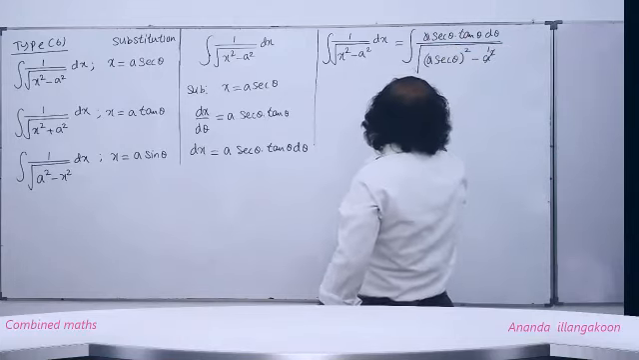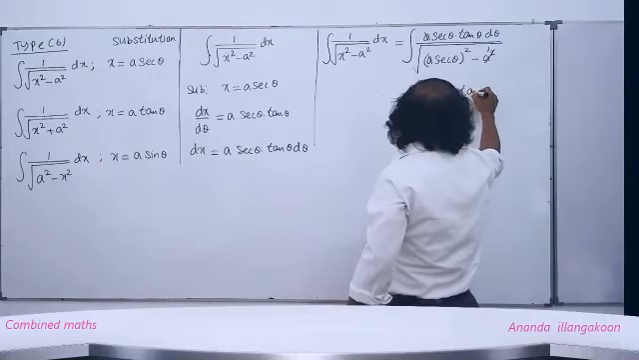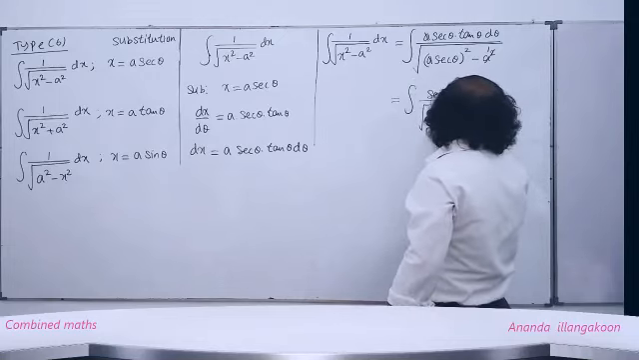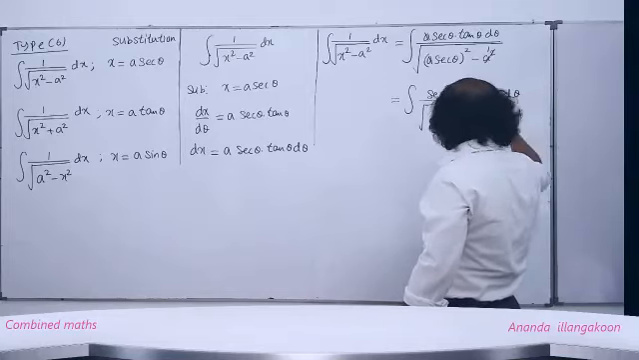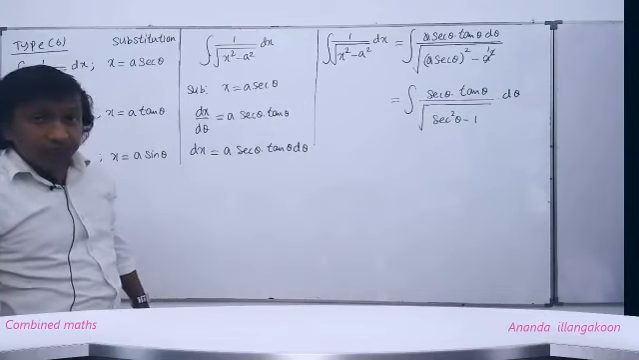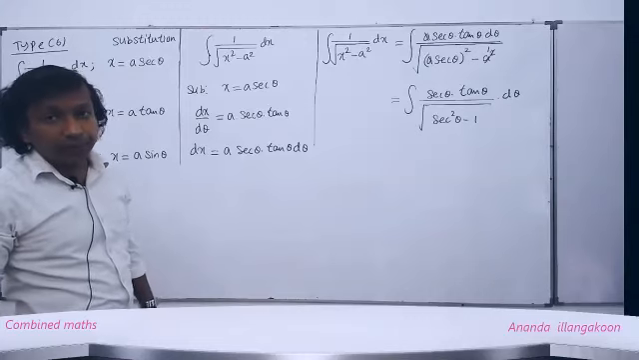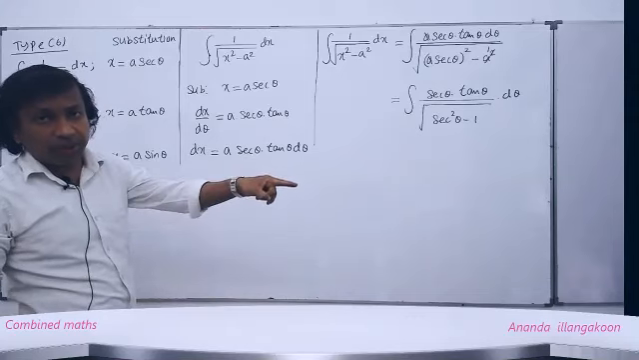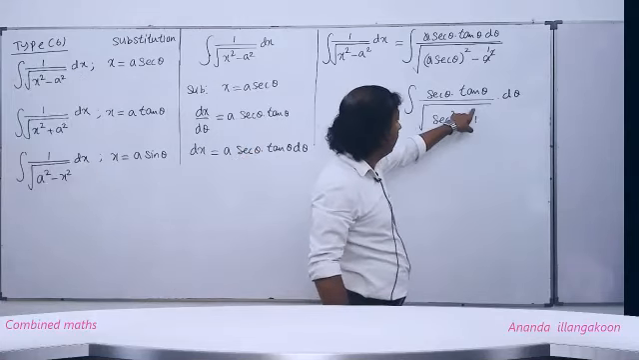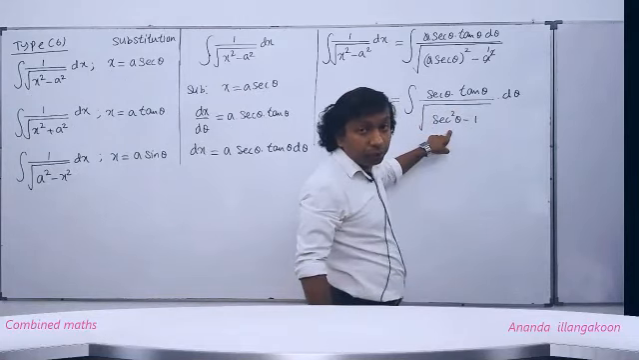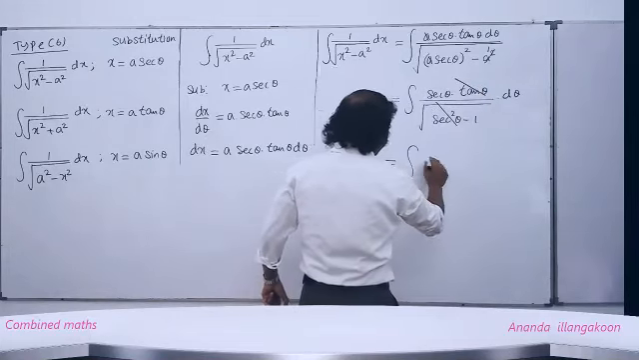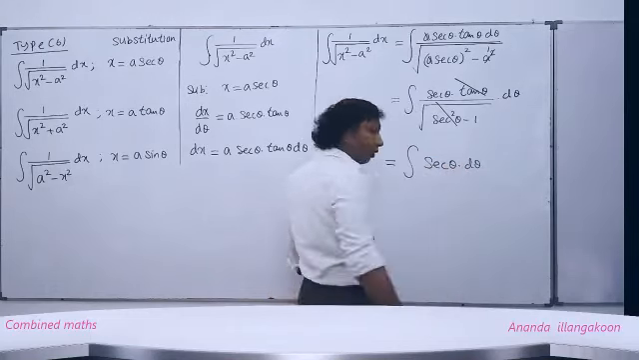Now what we have, people, is sec theta tan theta divided by the square root of sec square theta minus 1, d theta. People, you know sec square theta minus 1 is tan square theta. Its root is tan theta. Right, 1 plus tan square theta is sec square theta, so tan square theta equals sec square theta minus 1. Therefore, this is tan square theta within the root sign, and its root is tan theta. That tan theta and this tan theta we can cancel like this. Sec theta d theta. Understood?